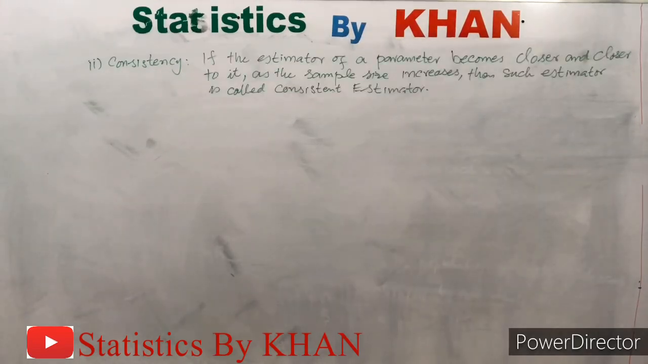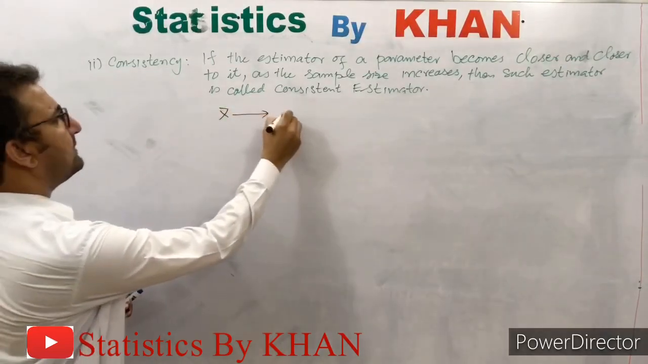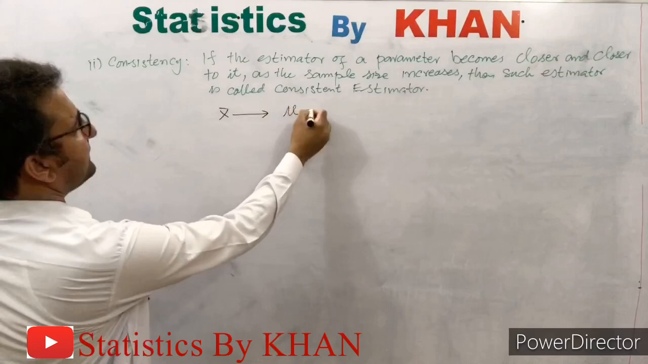If the estimator of a population parameter becomes closer and closer to it as the sample size increases, then such estimator is called consistent estimator. What does it mean? If the estimator becomes closer and closer to the population parameter by increasing the sample size, then such estimator is called consistent estimator. For example, suppose x bar is the estimator and mu is the parameter, and suppose mu is equal to 50.